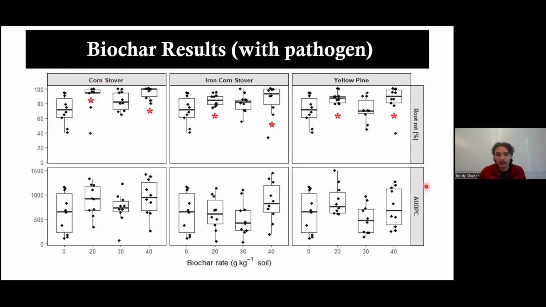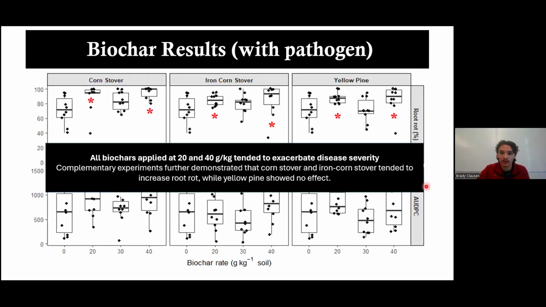Overall, what we see here is that the 20 and 40 grams per kilogram of biochar tended to exacerbate disease severity. And we found that for all three of them. As we started to tease this apart a little bit more, we had complementary experiments that followed this, and they further demonstrated that corn stover and iron corn stover tend to increase root rot severity, if not disease severity overall, while yellow pine shows a marginal to no effect whatsoever on disease severity.